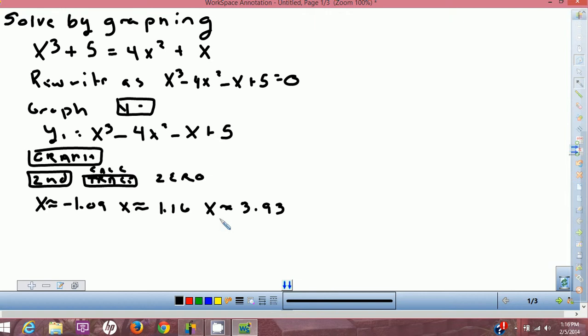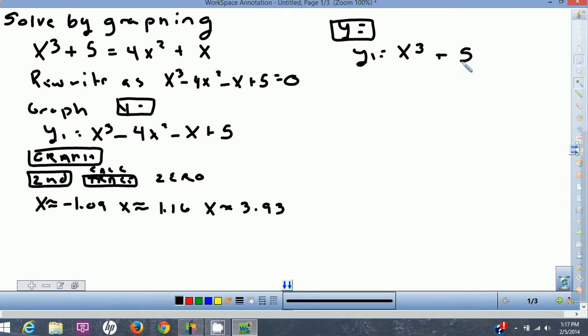There's another, not quite as traditional, method to use our calculators to do the same problem, and that is to go to y equals, and without rewriting, in y1, put the left-hand side of the original equation. Put x cubed plus 5 in y1. And then in y2, the second line, put the right-hand side of the equation, 4x squared plus x. Now, when you graph this, you press graph.